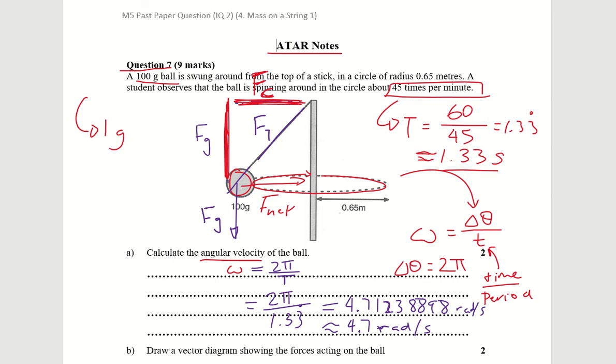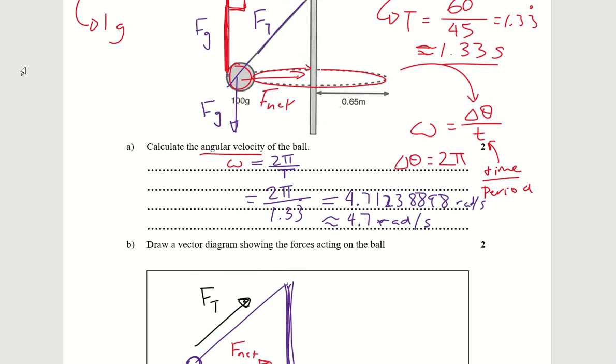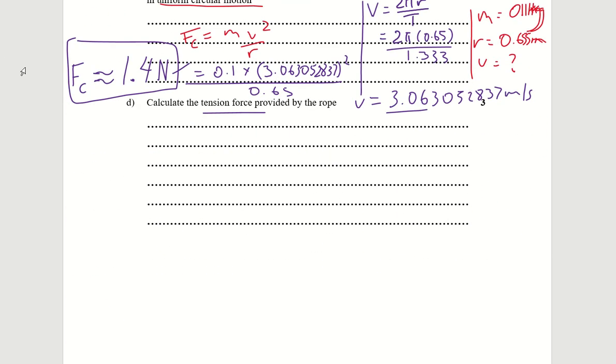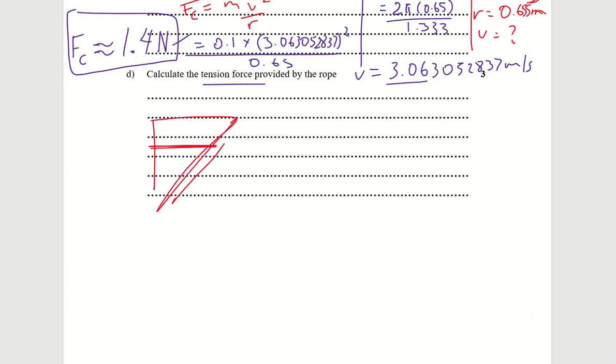Imagining that is a right angle triangle, we can solve this as a right angle triangle using Pythagoras' theorem. So let's draw it out. We have our triangle. We have Fc here and we have Fg. So we want to find tension force. So tension force equals the square root of Fg squared plus Fc squared.